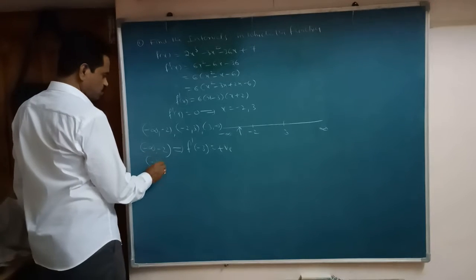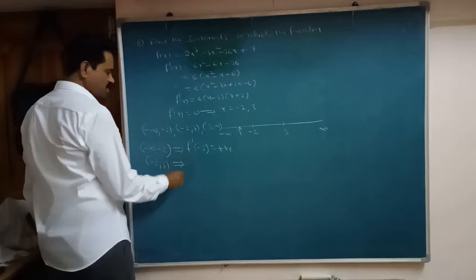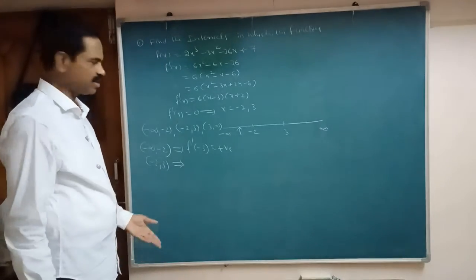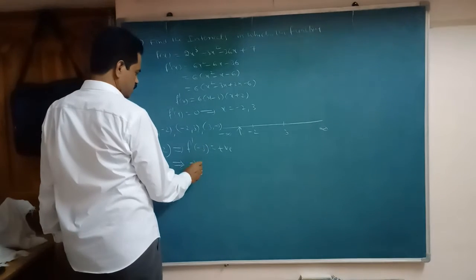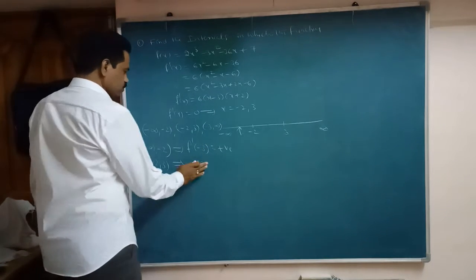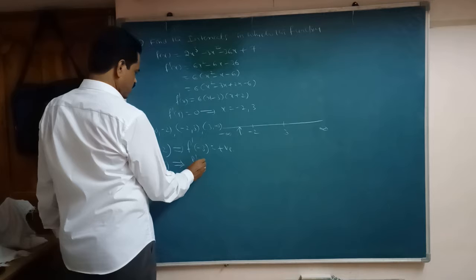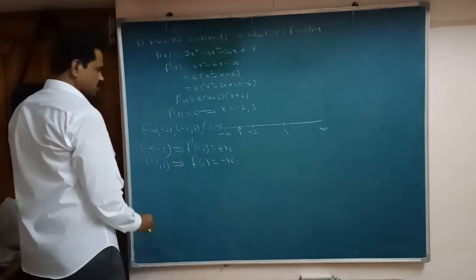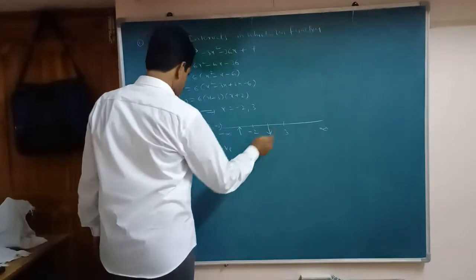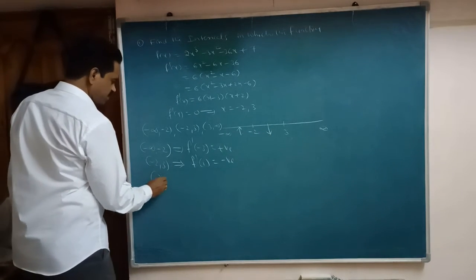Next we take minus 2 comma 3. In this interval minus 2 comma 3, for example, we take 1. So 1 minus 3, 1 plus 2. So it is what here? Negative. f dash of 1 I am taking here, it is negative. So it is decreasing.